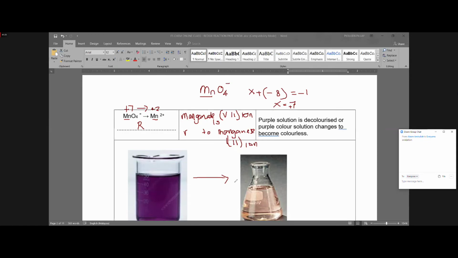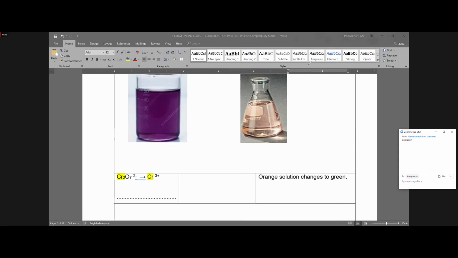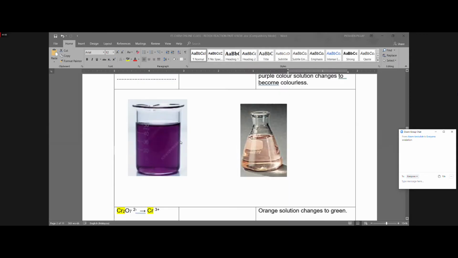Then we go for the reverse now. Let's have a look first. This one is only one way, SPM never asks the other one. Now we go for one more, the last one, for the redox reaction. I'm going to show you. Anyway, label this first. Go back to this first. This is manganese 7 ion. Label here, this is manganese 2 ion. Put Roman numeral.